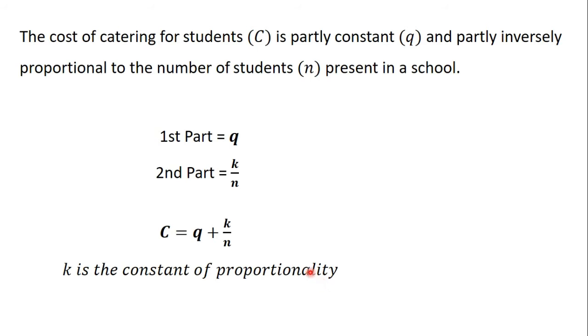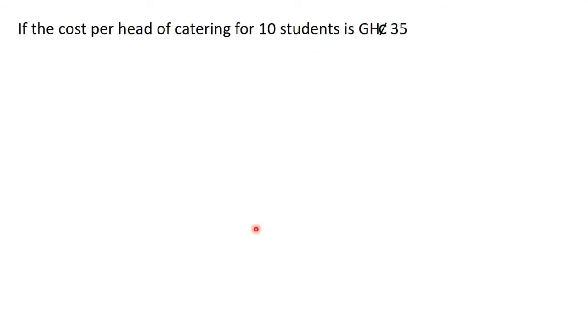We are being told to find the cost of catering for 40 students. So we need an equation connecting C and N. That means that we need to find the values of Q and K. The question told us that the cost per head of catering for 10 students is 35 Ghana cedis. This means that when the number of students, which we have represented with N, is 10, then the cost per head is 35 Ghana cedis. Remember, we represented the cost per head with C. So N is equal to 10 when C is equal to 35.